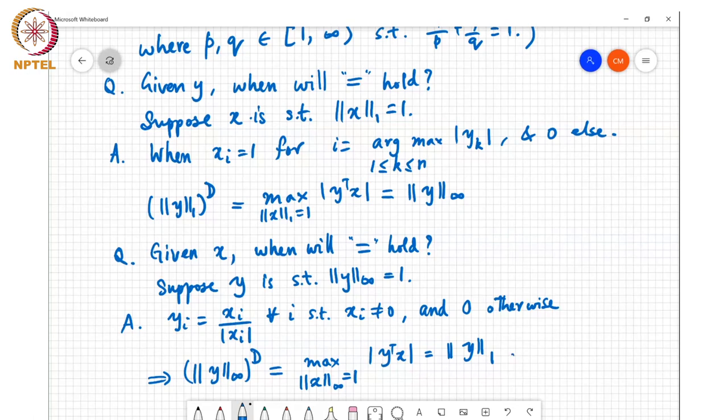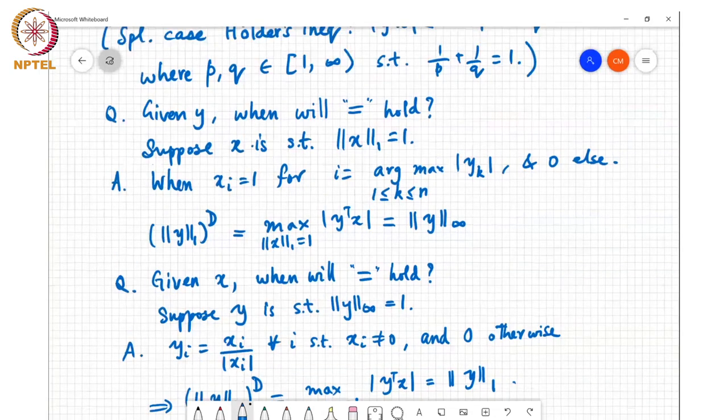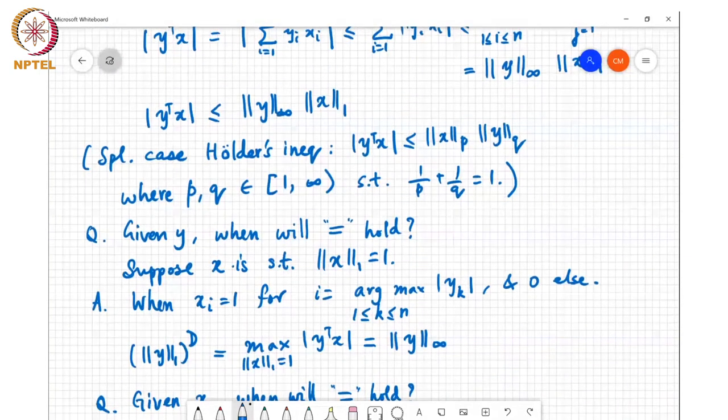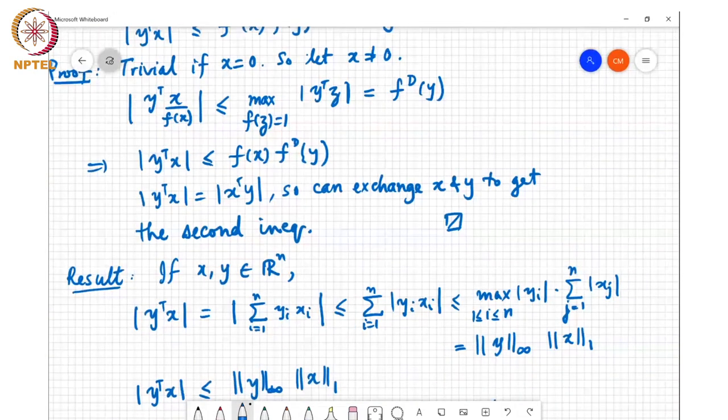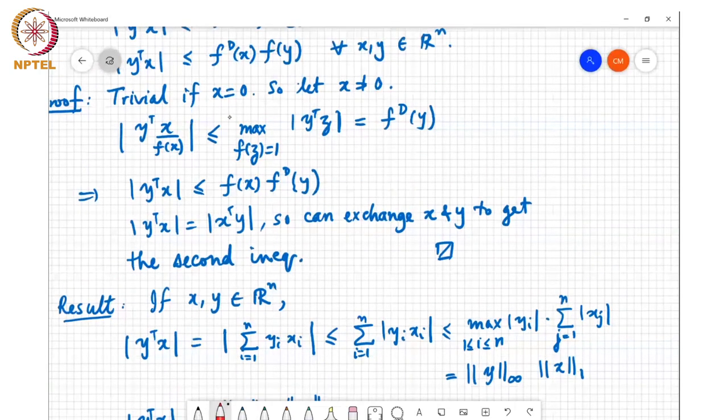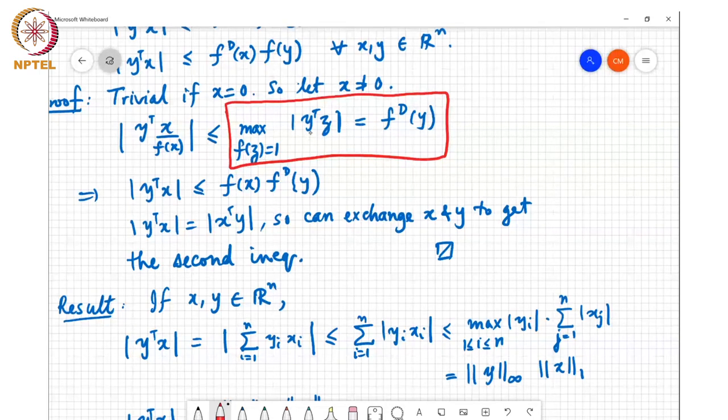Okay, so specifically, what did I do here? I'll just repeat this for the sake of clarity. What I did was recall that by definition, the dual norm is like this. If I want to find the dual norm, I want to solve this optimization problem: maximize the magnitude of y transpose x subject to f of z equals 1. So I can choose this f to be some particular norm or a pre-norm, and I can ask what is the dual norm. In order to find this, again, I have to solve this optimization problem.